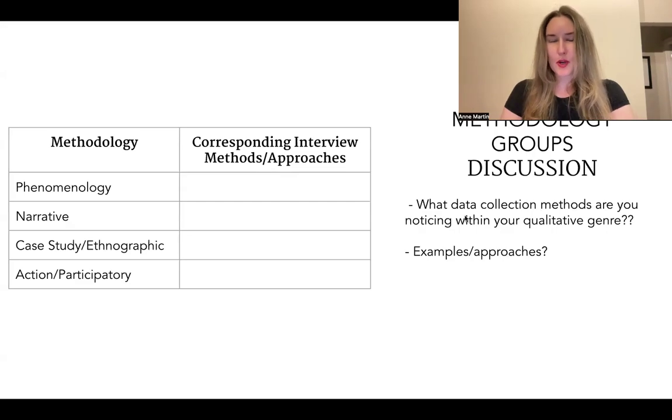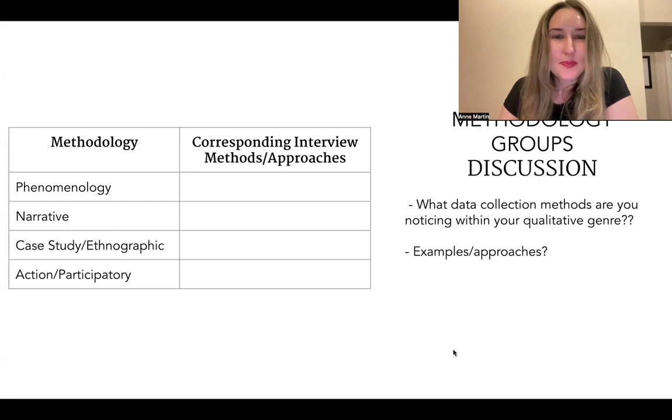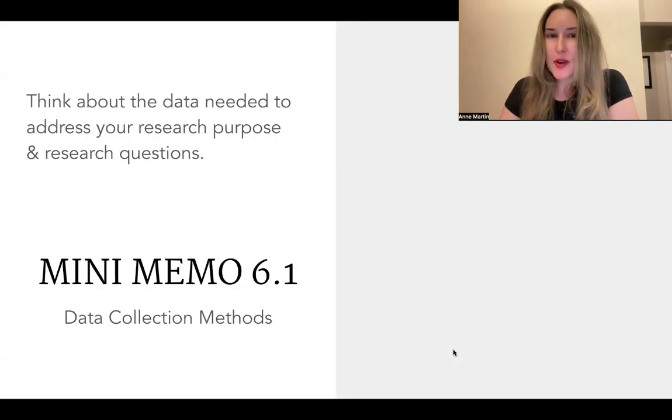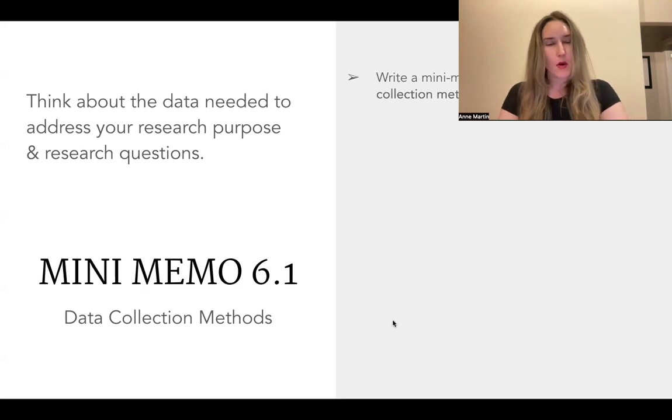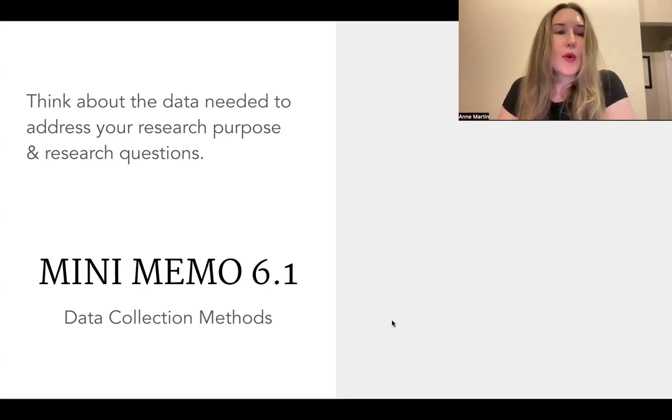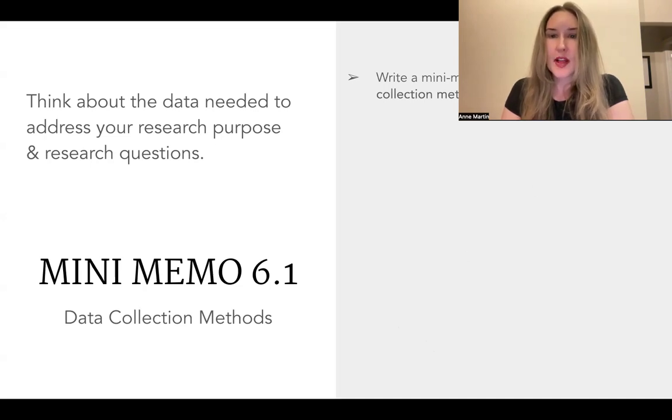And here are those questions for you here, so you can remember. Okay, so now that you have had a look and reflected about the content in chapter 1, we are going to start the first part of our memo for today. So we are going to be thinking about the data that you need to address your research purpose and your research question. And you are going to write a mini memo reflecting on your data collection methods.